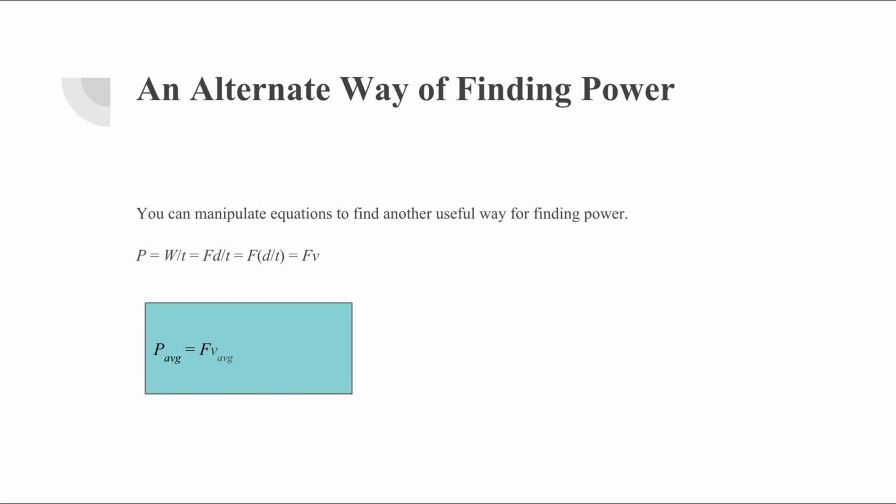And then you could separate out the D over T. So F times D over T, and D over T is basically velocity or speed. So that's another way of finding the average power. You see why I put average? Because this is not the exact power, just the average power. It's not the instantaneous power, because you're not finding the instantaneous velocity or the instantaneous force. P equals FV, so it's another useful way of finding power.